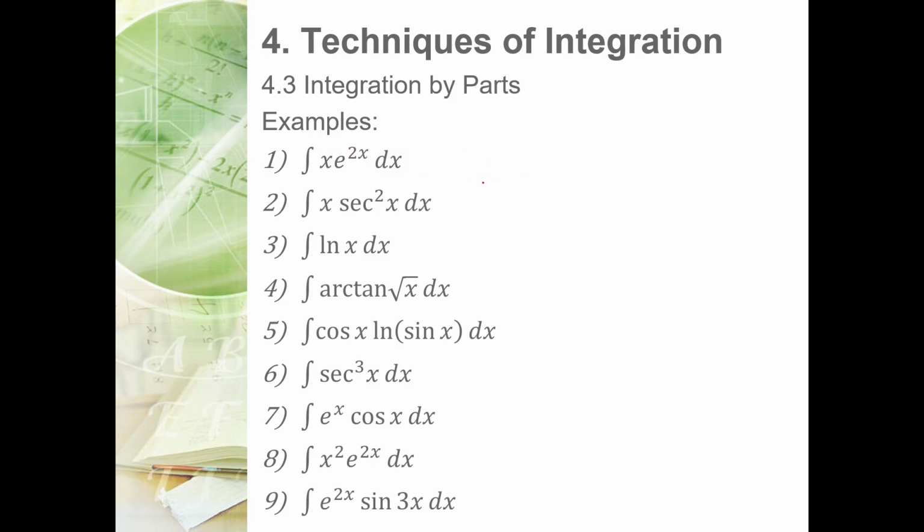So upon observation of the 9 examples, we have algebraic against exponential, algebraic against trigonometric, logarithmic, inverse trigonometric functions. But we also have complicated terms, trigonometric, and then logarithmic with a base of trigonometric. Then we also have purely trigonometric, exponential against trigonometric, algebraic against exponential, exponential against trigonometric. So that's how you determine if you're going to use the integration by parts.